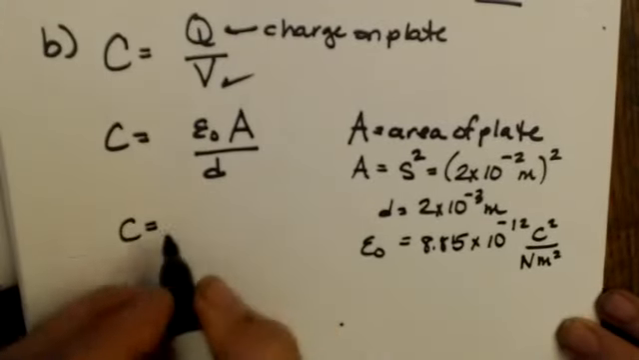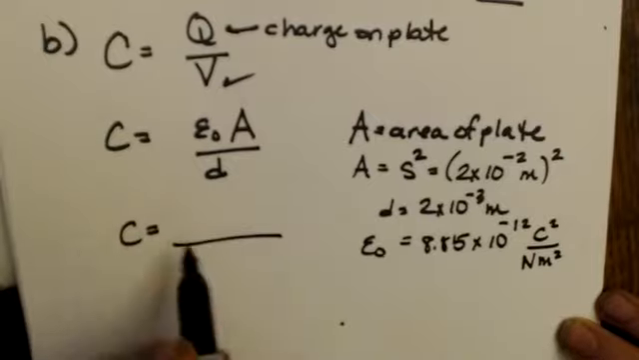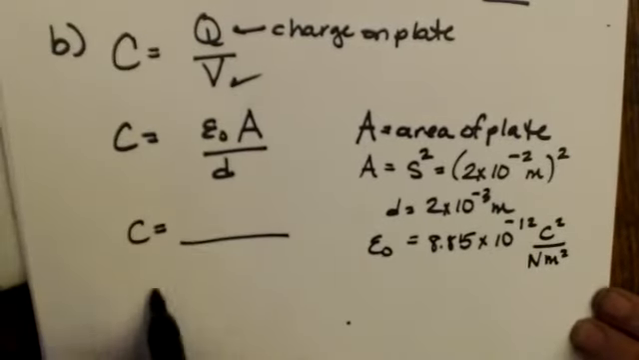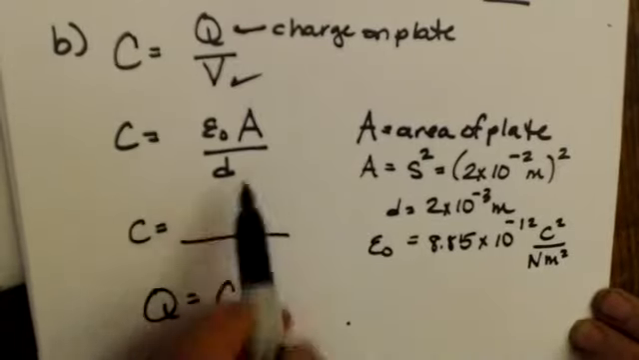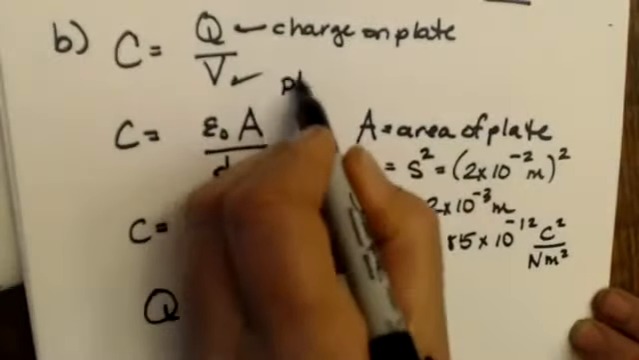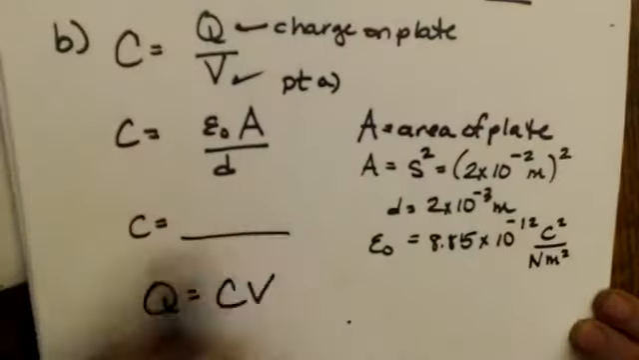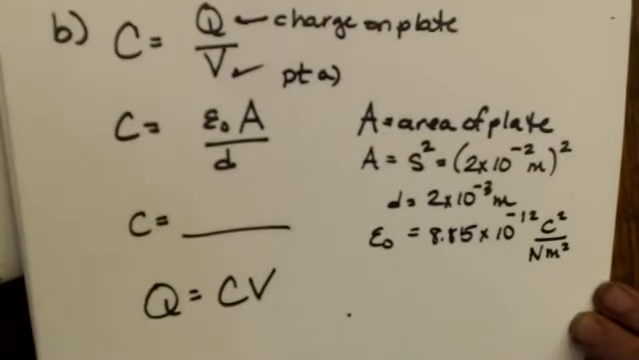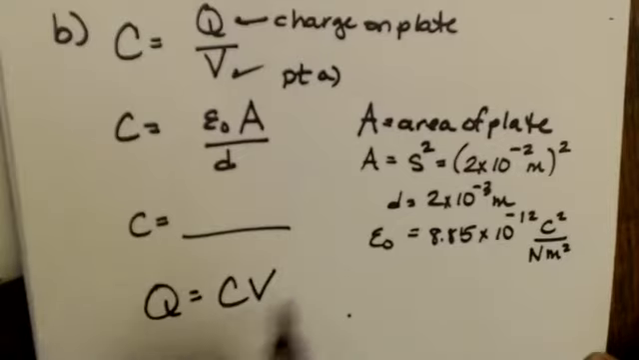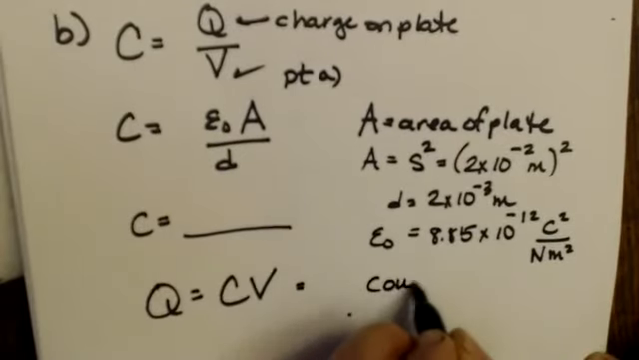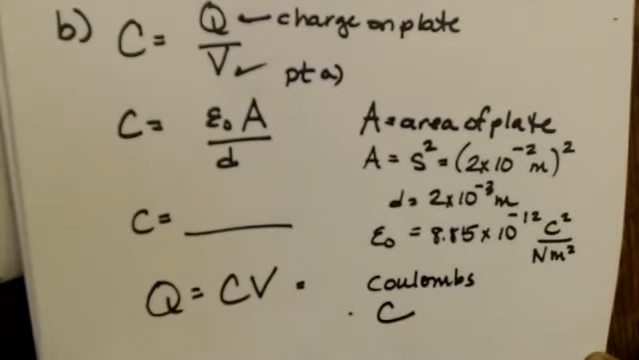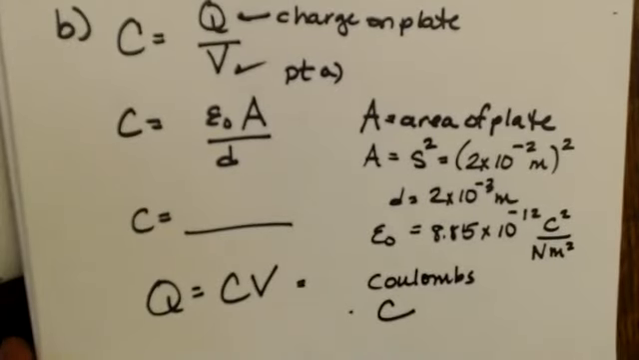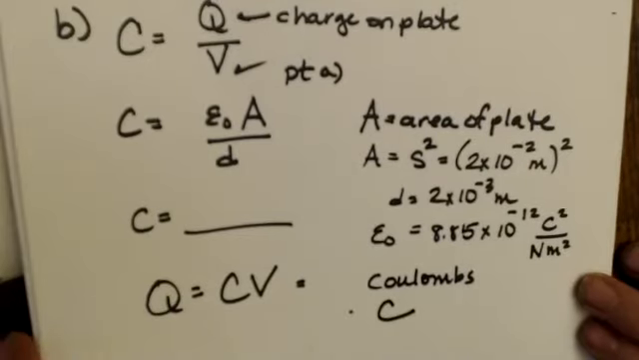I use epsilon naught A over D, and I find the capacitance. Once I know the capacitance, then Q is just C times V. So I know V from part A. I just calculated C, so I just multiply those two things together, and that gives me Q. And remember, charge is in coulombs, or C. Okay? All right. So I think that was all that problem asked me. Yes, how much charge is on each plate.